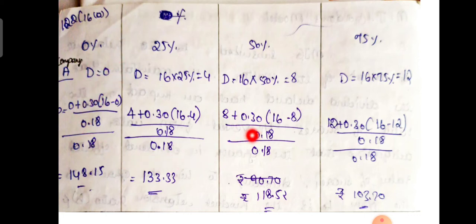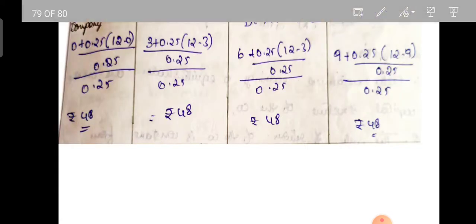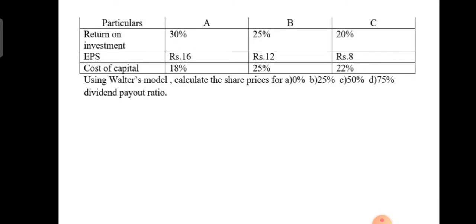We are going to suggest that company follow a 0% payout ratio to get maximum market price. Then company B: R is 25%, that means 0.25, EPS is 12, cost of capital K is 25%, that means 0.25. So for different payout ratios, we need to calculate market price.